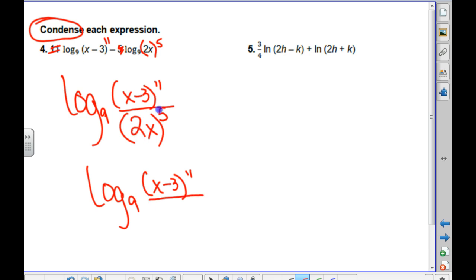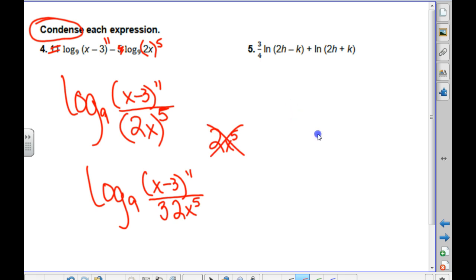What is a 2 to the 5th? Yep. So we could write that as 32x to the 5th, and then we wouldn't need a second set of parentheses. But I don't care. Either way, I'll accept that one. But if you don't put the parentheses, if you just write 2x to the 5th, that's wrong, okay? Because the 2 is also to the 5th.